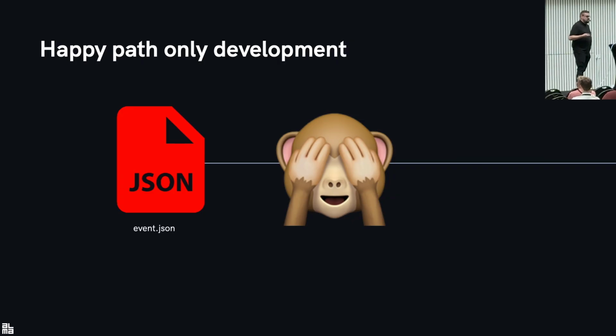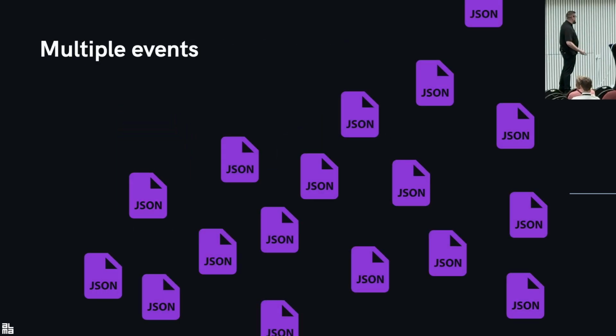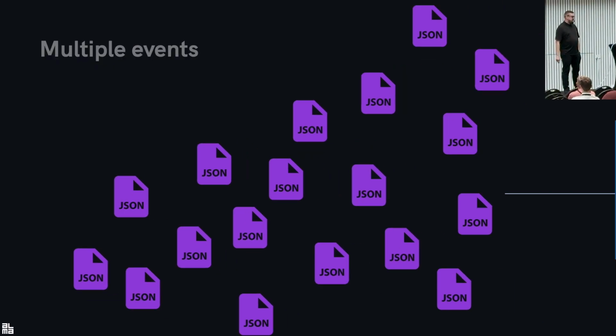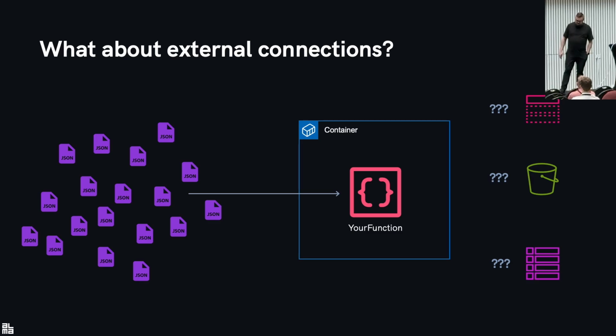You're not testing multiple different scenarios. You can easily solve that by having multiple event.jsons that you are passing around into your function and testing multiple other different scenarios. Of course, managing this might be a bit tedious, but we are developers, we can figure that out. But then comes the next challenge.